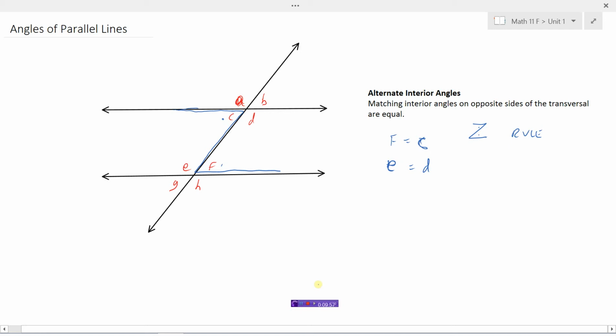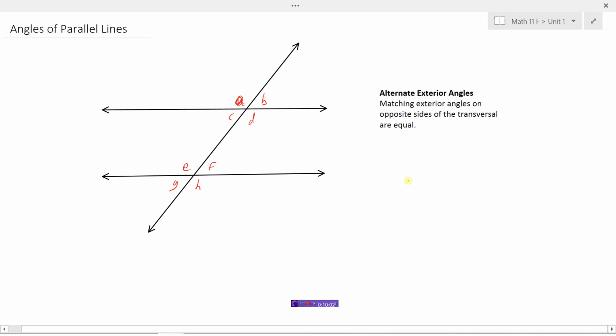Let's look at another set of properties of parallel lines. There's alternate exterior angles. This is similar to the other one, except instead of alternate interior, we're on the outside. So these would be angles like G, H and A, B. They're exterior angles. So matching exterior angles on opposite sides of the transversal are equal. So that would have to be G and B. They are exterior angles on opposite sides of the transversal. And they appear that they're equal, and they are. So angle G would equal angle B.